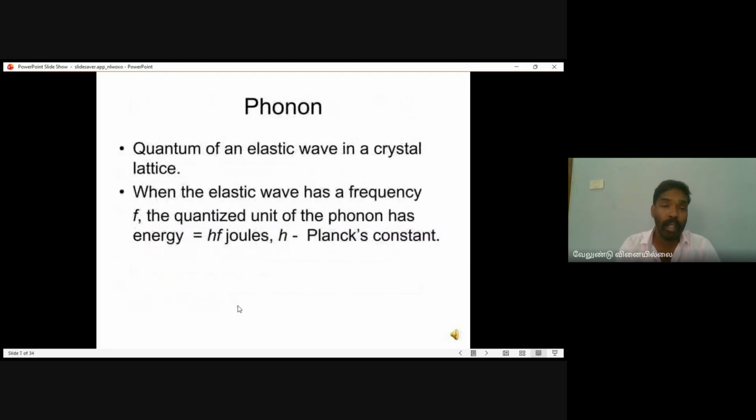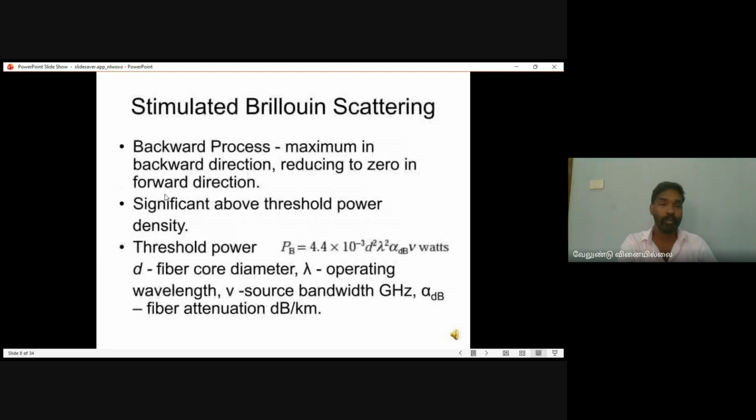The phonon means the quantum of elastic wave in a crystal lattice. When the elastic wave has a frequency f, the quantized unit of phonon has energy E equal to hf joules. We know that E is equal to hf joules, where h is Planck's constant. So energy is directly proportional to the frequency of the elastic wave. If the frequency of the elastic wave is increased, automatically the energy also increases.